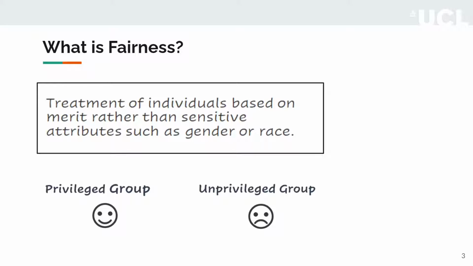So you end up with a privileged group which receives a systematic favorable treatment and an unprivileged group which receives a systematic unfavorable treatment, and that's something that you don't want to do, in particular if the groups are divided by sensitive attributes.